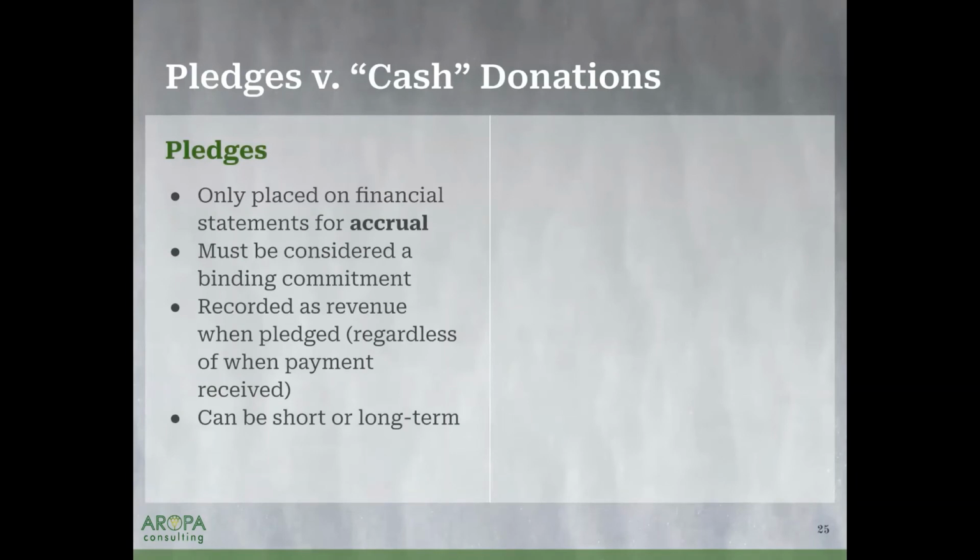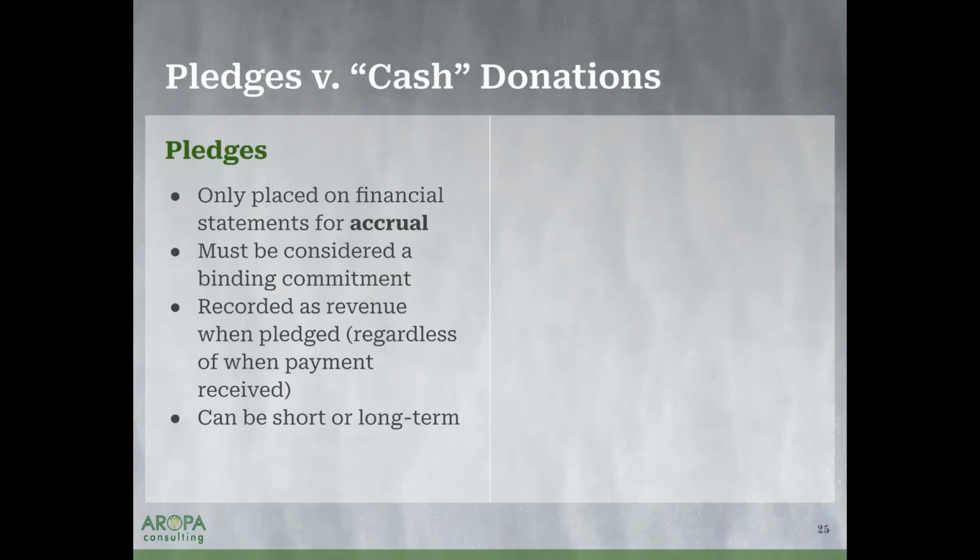Pledges are placed on financial statements for accrual systems, right? So that's what we were talking about, cash basis versus accrual earlier. Pledges are not going to show up on a cash basis of financial reporting because we don't have the cash yet, right? So cash basis is focused on when we have received the money, not when we think we're going to. So if you are doing GAAP-based financial statements, then you would have pledges on them. It must be a binding commitment in some way.